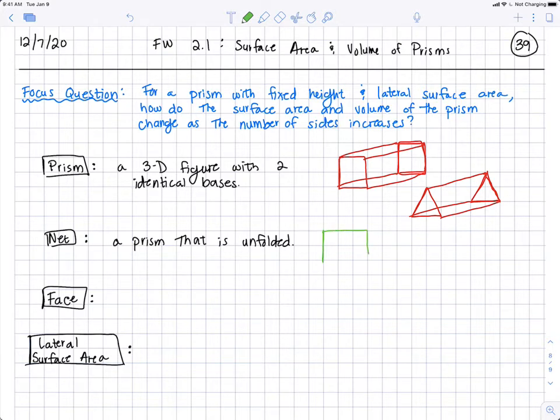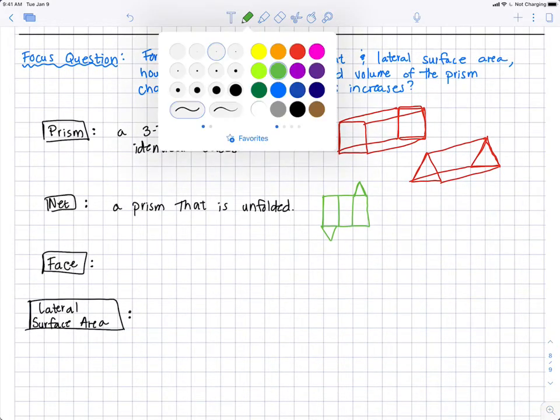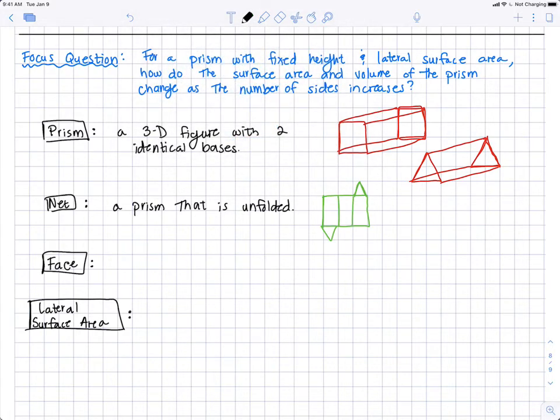And there we go, more or less. All right, if you were to fold this shape here, right, you'd fold all the rectangles and then you'd fold the triangles inward, we would have ourselves a lovely triangular prism. So that's what a net is. It's just a prism that's been unfolded into a two-dimensional shape. All right, next on our list we have face, and this really is just a side of a prism.